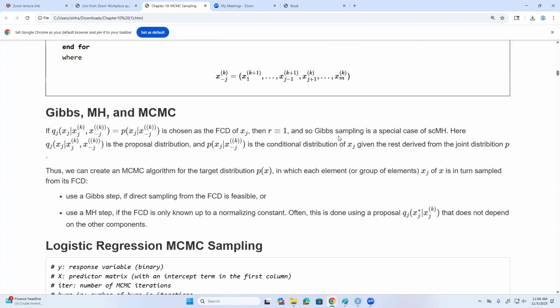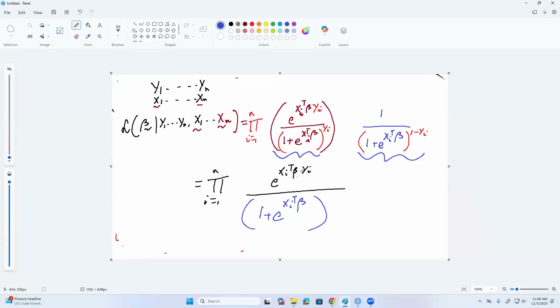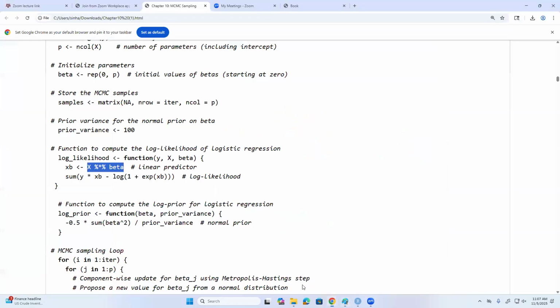So the log of the likelihood, remember, is this linear predictor part. When you take the log, it becomes this guy minus log of this guy. So y times x transpose beta minus log of 1 plus e to the power x transpose beta, and this summation is over all observations.